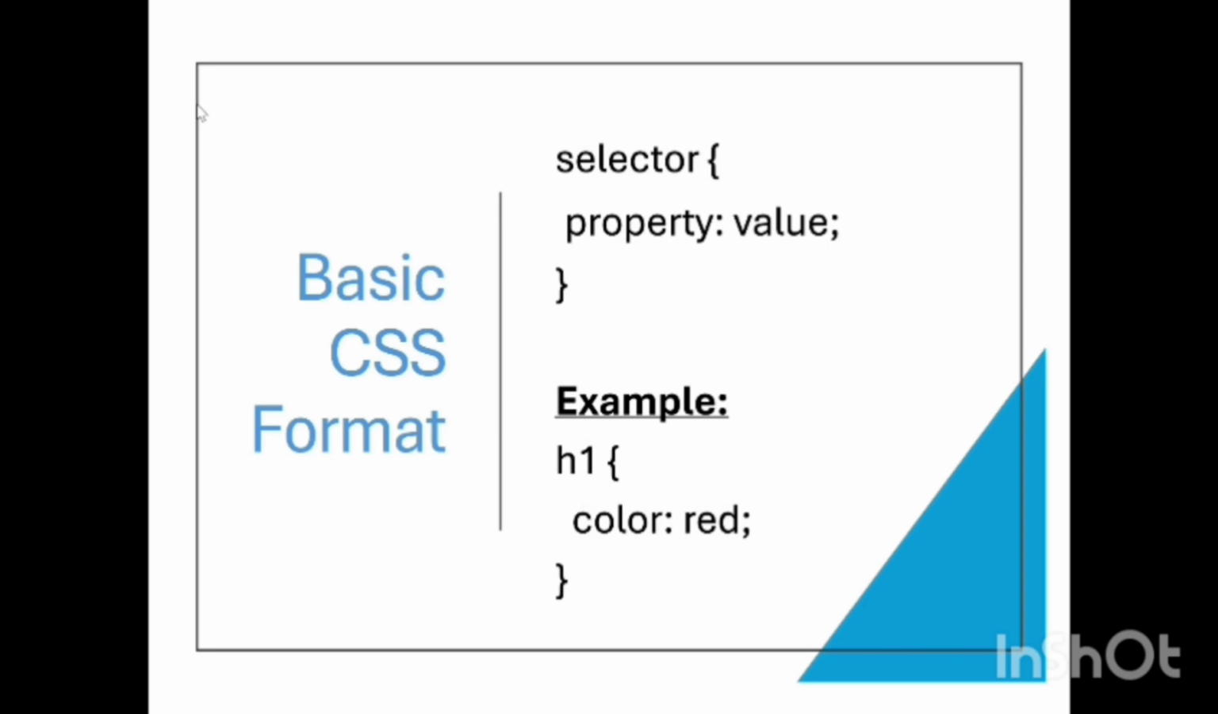Each declaration includes a CSS property name and value, separated by a semicolon. Multiple CSS declarations are separated with semicolons, and declaration blocks are surrounded by curly braces. Let's see an example. Here we have provided one example, which is the H1 tag, where the property is color and the value is red.